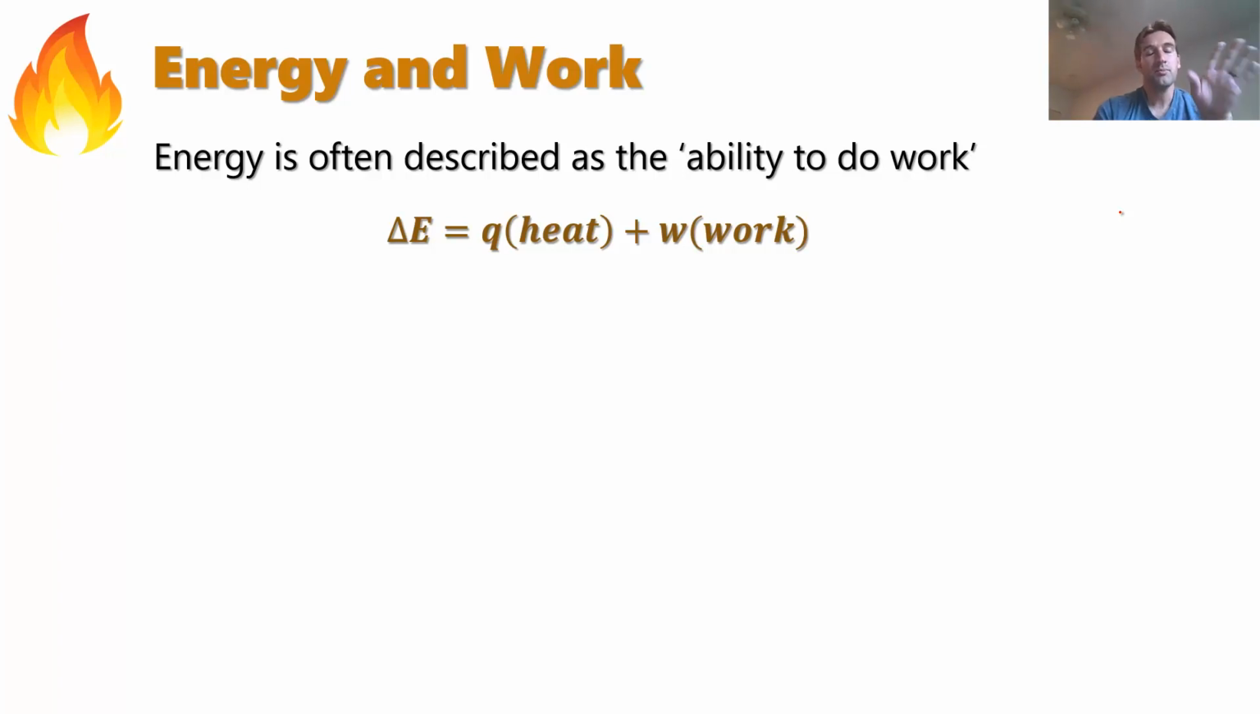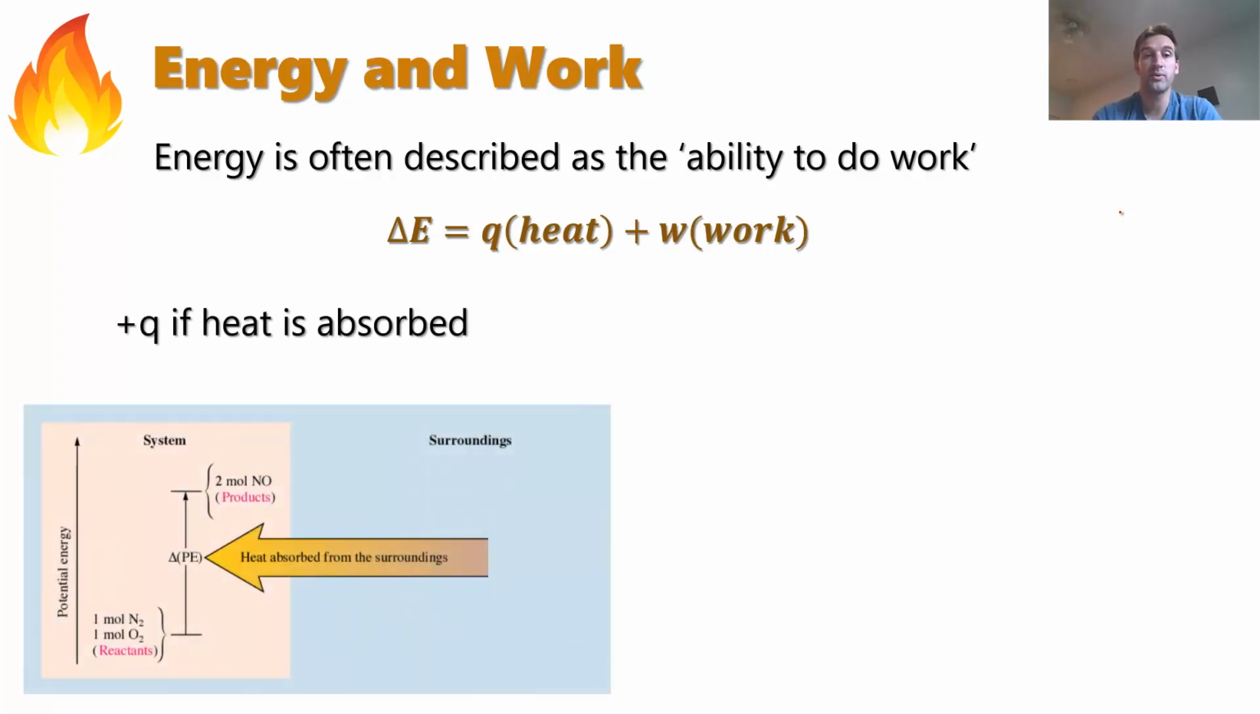Now, we've mentioned that energy and work, these are synonymous terms, right? So energy and work, energy is the ability to do work. Well, work can also produce heat. So these are two sides to the same coin. The overall energy change, or the internal energy of a system, is a combination of its heat and work. So if we have a process where heat is absorbed, we say that's a positive Q value. Heat is absorbed, it is going to increase potential energy.